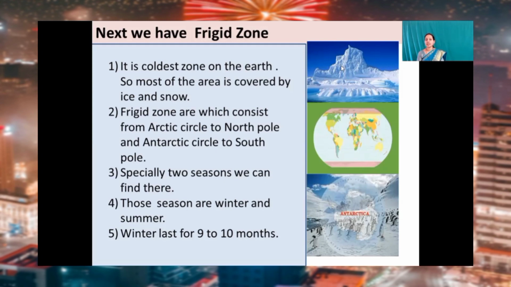See here I shared some images also. What does it symbolize? It symbolizes what type of climate we have in the polar zone or frigid zone. Snow covered area we can find over there. In the second image you can find the pink color shaded part. What does it symbolize? It symbolizes the polar circles. And at last Antarctica. What does it symbolize? Snow covered area.